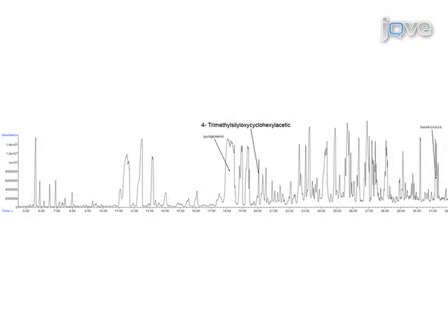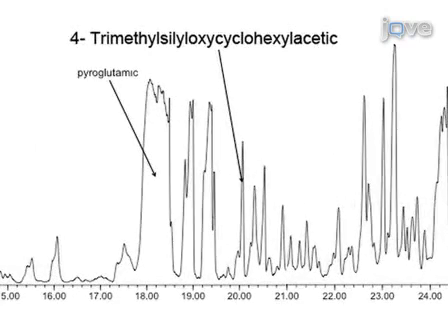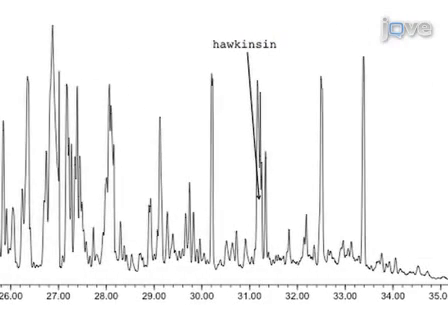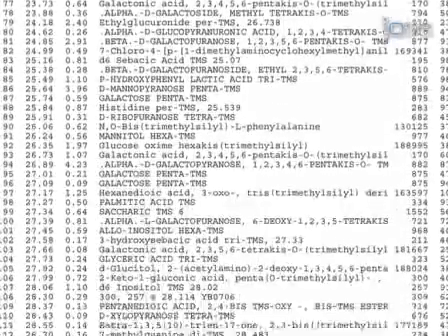A representative spectrum of a urine sample analyzed by GCMS following urease treatment is shown here, with the peaks corresponding to the metabolites pyroglutamic acid, 4-hydroxycyclohexylacetic acid, and hawkinsin marked. These metabolites are indicative of hawkinsinuria, a rare genetic disorder. All the peaks in the spectrum can be assigned to known metabolites and quantified.